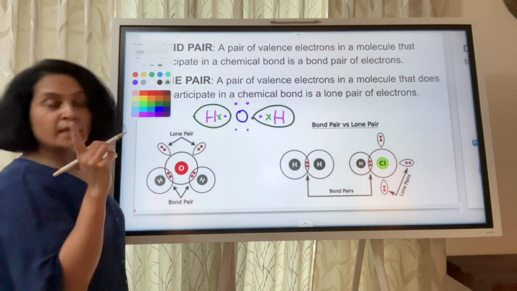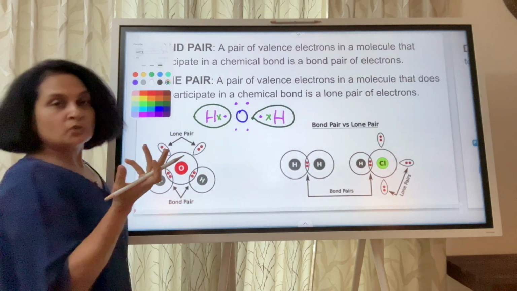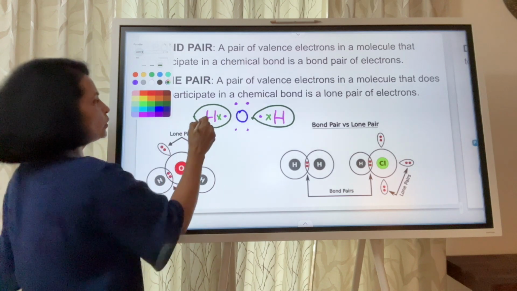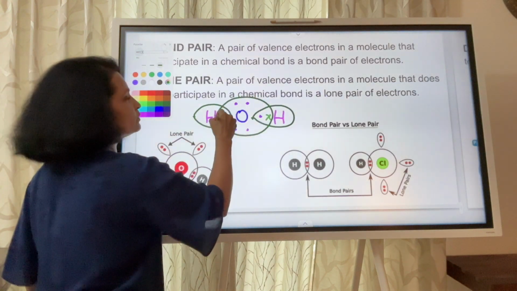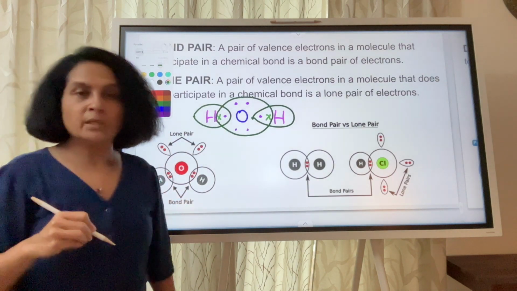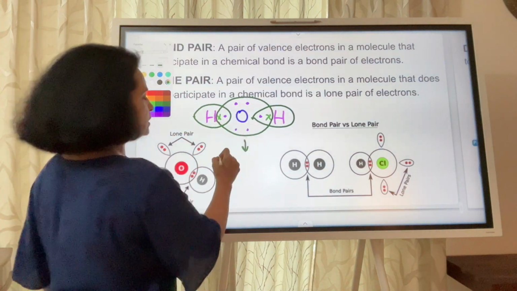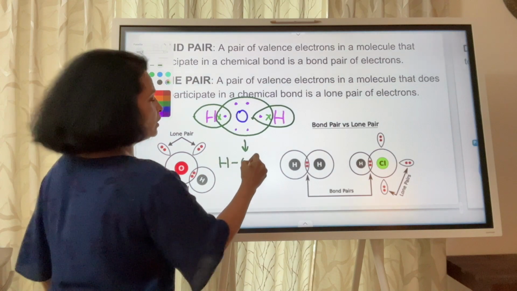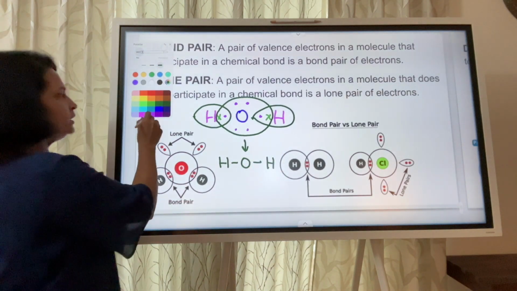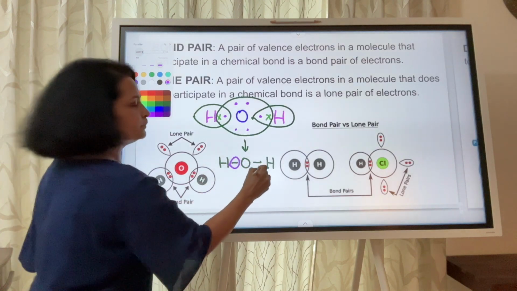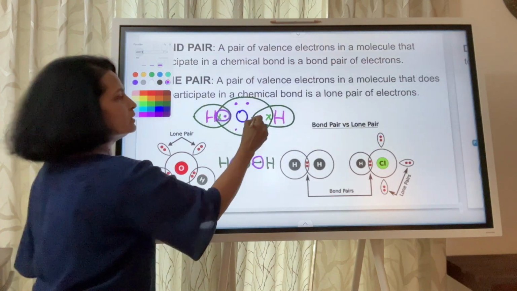Now oxygen has 6 electrons already. It needs 2 more. So what it does is share them with its neighboring hydrogen atoms. Well, they are stable now. So what has happened in the process? Hydrogen, single bond, oxygen, single bond, hydrogen. Right? So what are these single bonds?